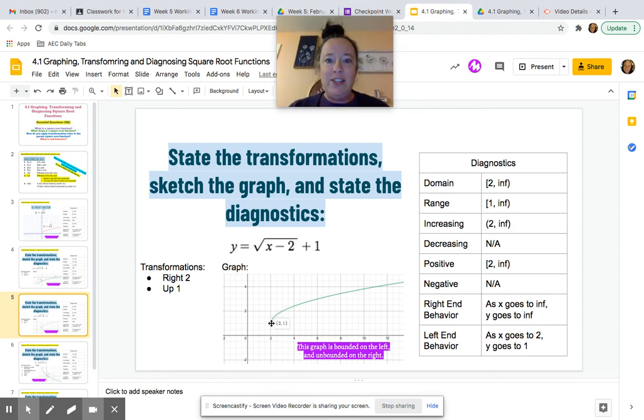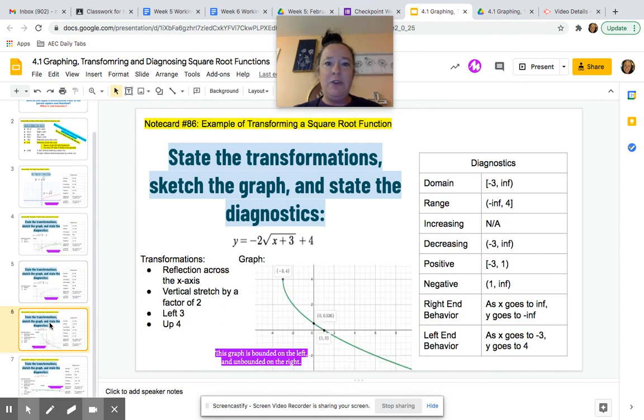Now, positive. Right where it starts, the y value is 1. It's positive. So it's positive from 2 to infinity, but I've got to include the 2. It's not negative. All right. As x goes to infinity, y is going up, so it's going towards infinity. And my left-end behavior, as x goes to 2, because it doesn't go any further to the left, as x goes to 2, my y goes to 1.